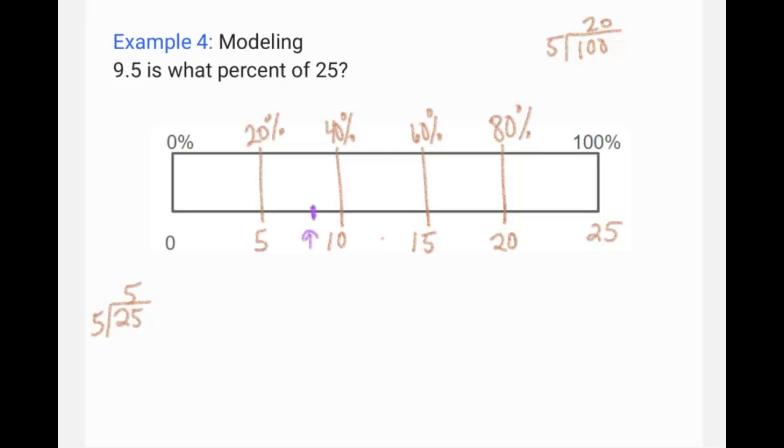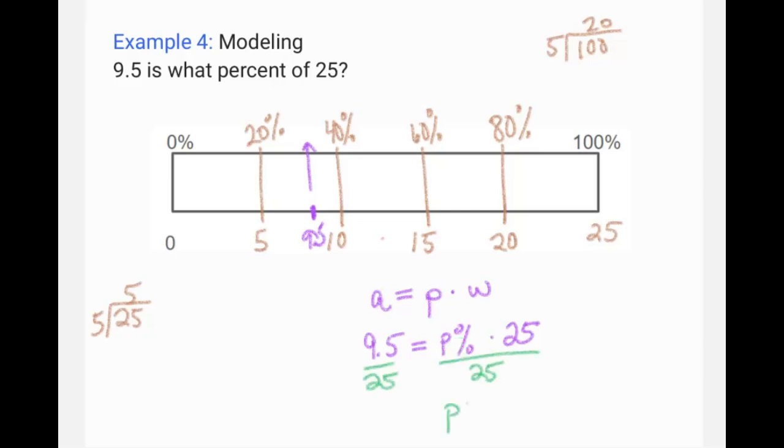And so then we're asked the question, 9.5 is what percent? So 9.5 would be somewhere around here, and we're looking for the percentage of that. We would have to put an equation together because it does not come out evenly. So I have A is equal to P times W. Our A is 9.5. Since we know that partial value, we don't know the percent. So I'm going to go ahead and put percent, and 25 is my whole. I want to get percent by itself, so we're going to divide by 25 on both sides. P percent is equal to 9.5 over 25, and we'll have to calculate that out to see what that comes out to be.